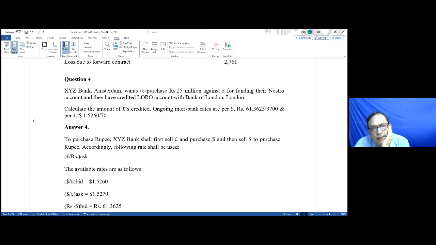Ongoing interbank rates as per dollar, rupees 61.3625 and 61.3700, and per pound dollar 1.5260 slash 1.7000. After decimal, there are four numbers to be written. Now we are coming to the answer.